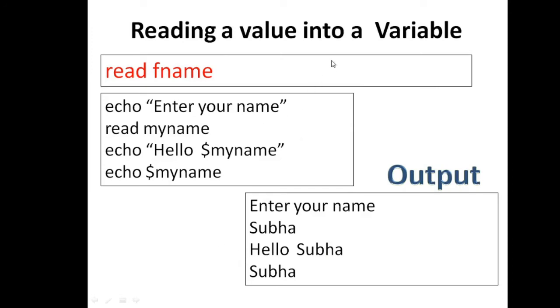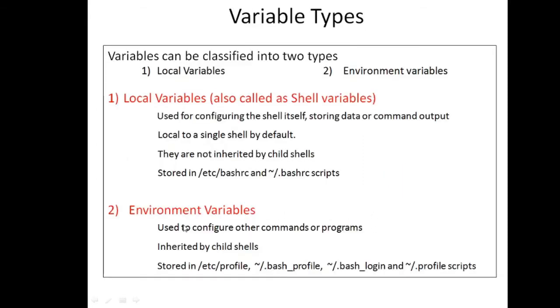How do you read a value into a variable? You can use the read command. Read variable name. An example is given. Echo enter your name, read my name, echo hello dollar my name. As I said, the variable must be prefixed with the dollar symbol to reference the value. So this will be the possible output.